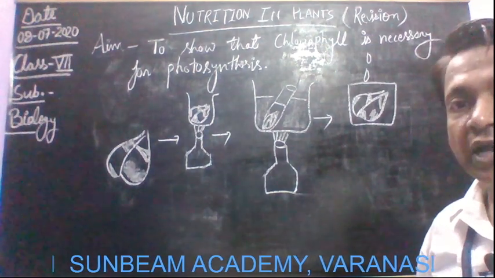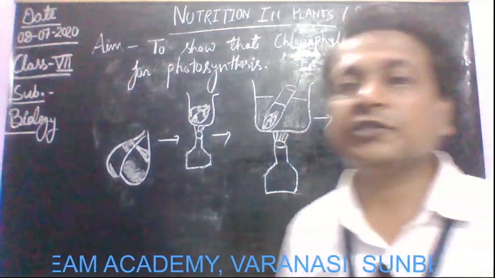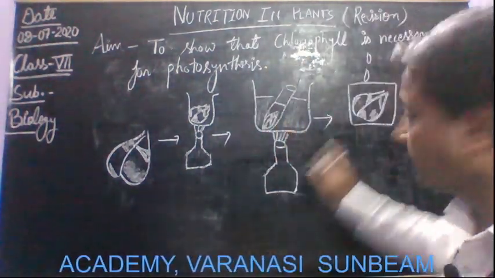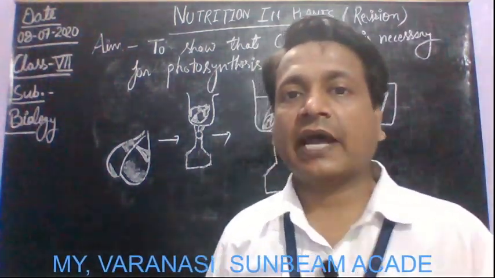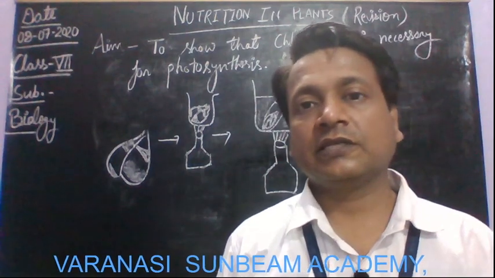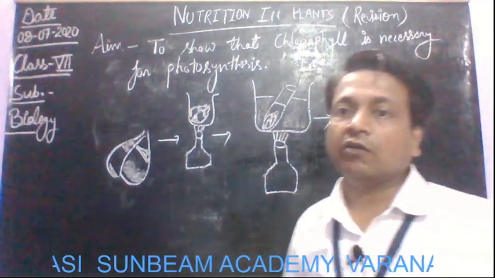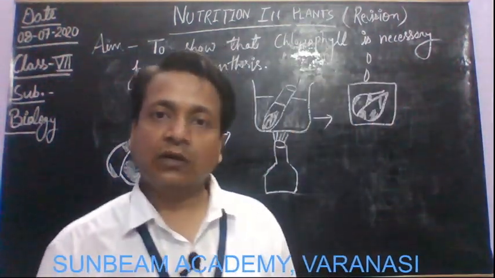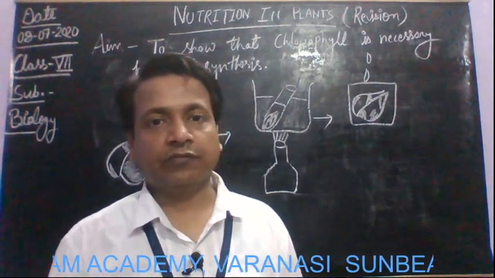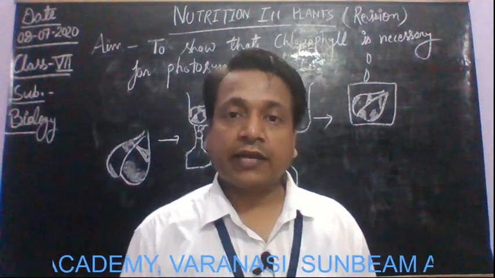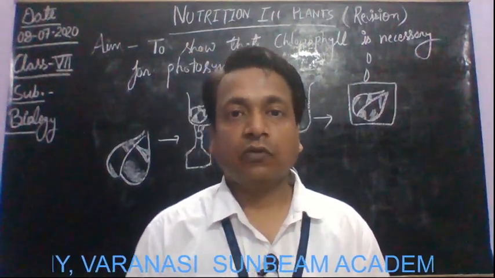So we'll observe that the green parts of the leaf change to blue black, while the yellowish parts remain the same. This indicates that chlorophyll is necessary for photosynthesis, because the green part of the leaf has chlorophyll, whereas the yellowish part does not have chlorophyll, and as a result starch is not formed in the yellowish part of the leaf.